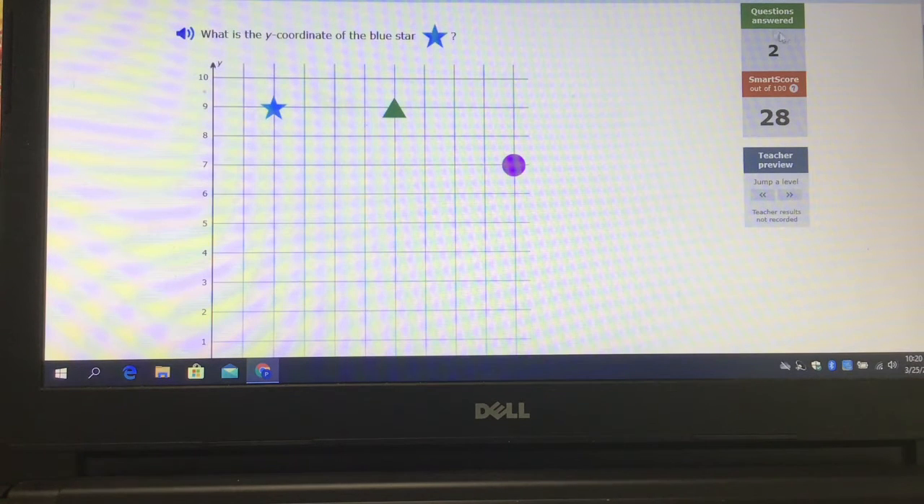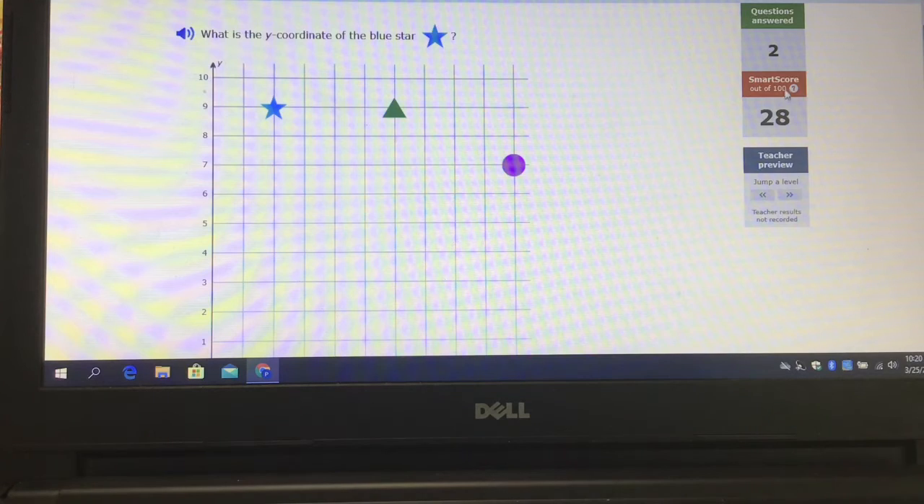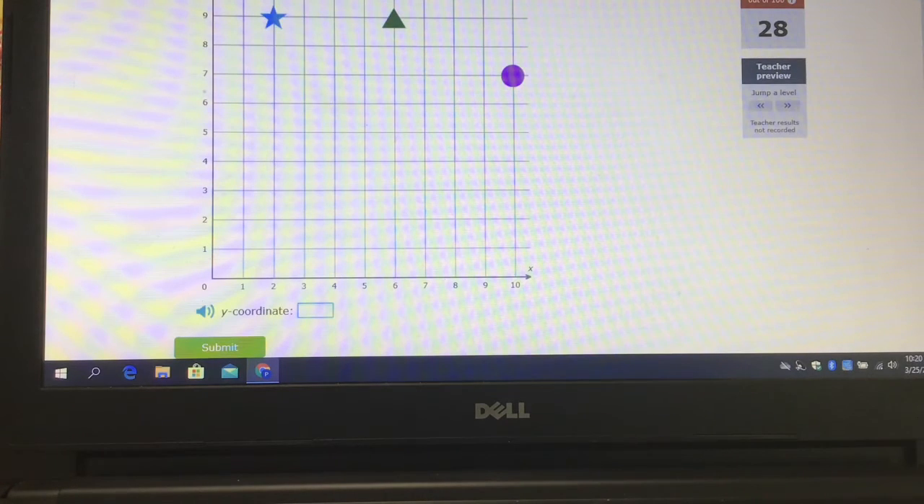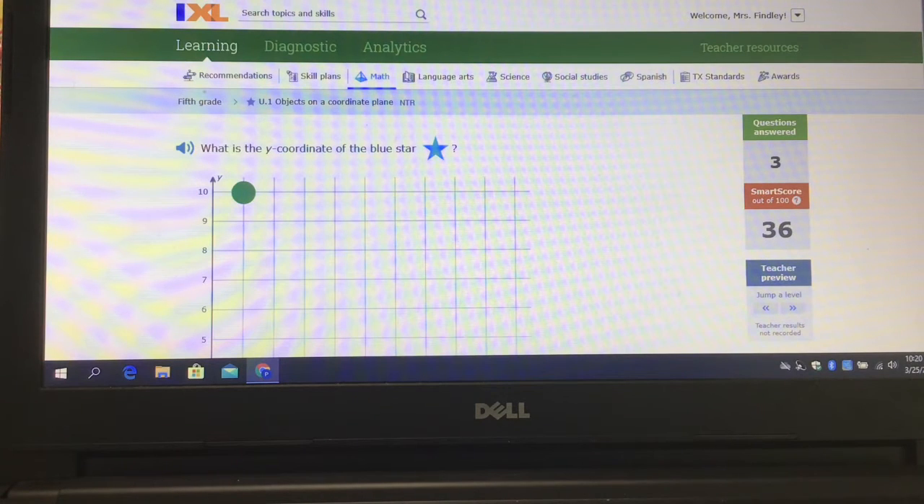Okay, so we want to know what is the y coordinate of the blue star. This time our difficulty has jumped up just because we have 3 objects on our grid and we have to find just the blue star and find the y coordinate. The y coordinate for the blue star, remember our y is running along the side, so that is 9, and we type in 9 and hit enter. Okay, same thing, we're going to jump up a level.